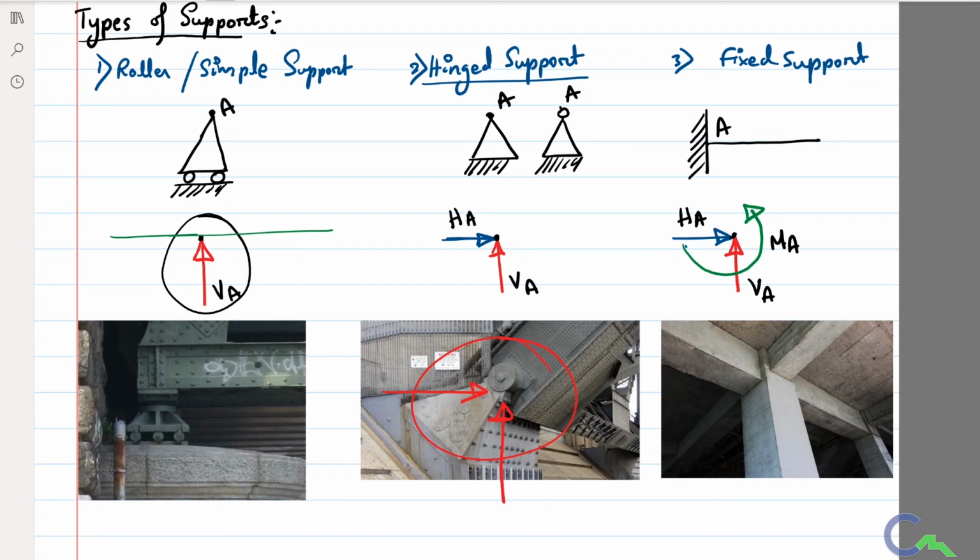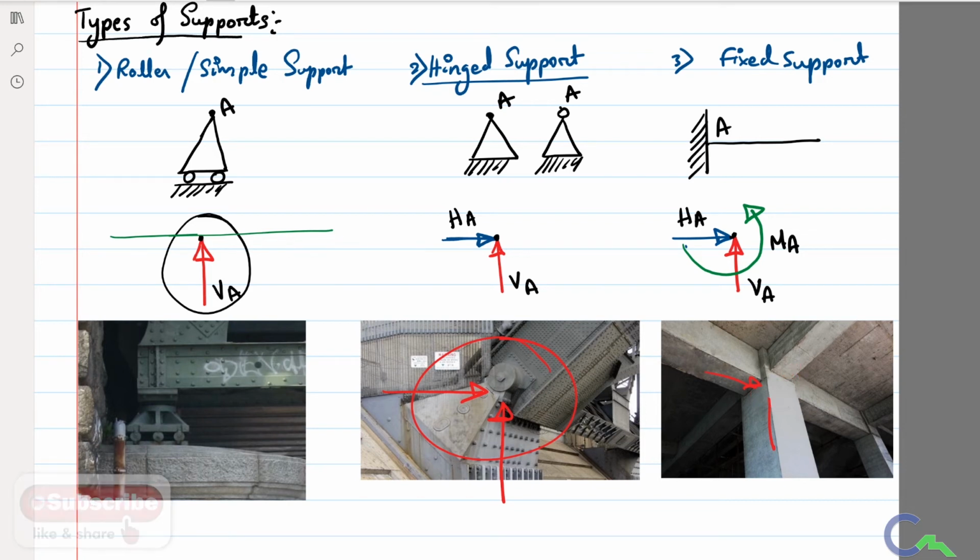Then the third example, that is fixed support. In this case, it is not allowed to move in horizontal direction and vertical direction. It is not allowed to rotate also. It is fixed in all the three directions. So these are the three examples of supports.